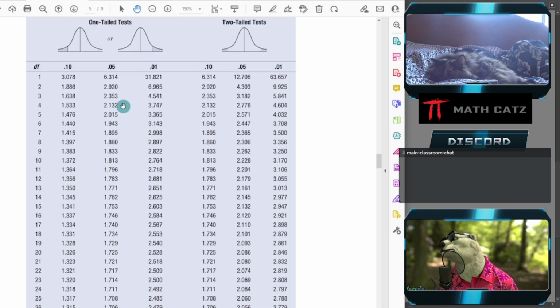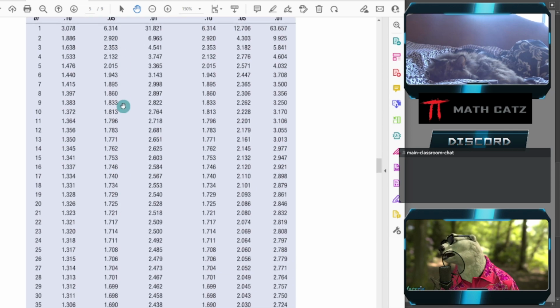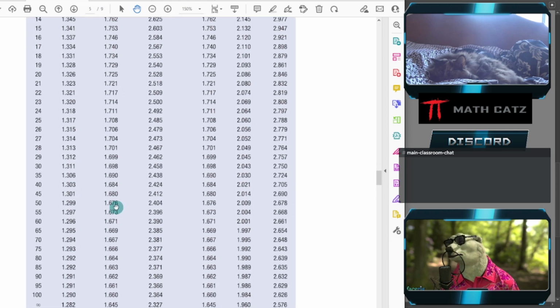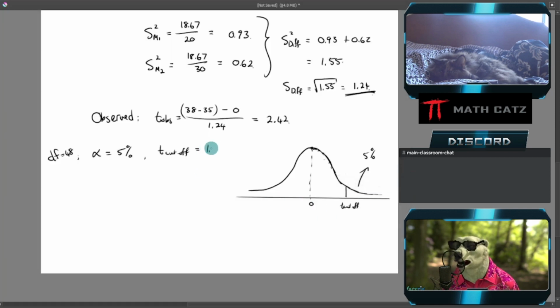5% I believe is the middle column here. So we're going to use 50, 1.676. And again, with software, you don't have any gaps there, so you would know exactly. 1.676. And then we're comparing our observed t-score, which sits out there, further to the right. So we're ready for our conclusion.